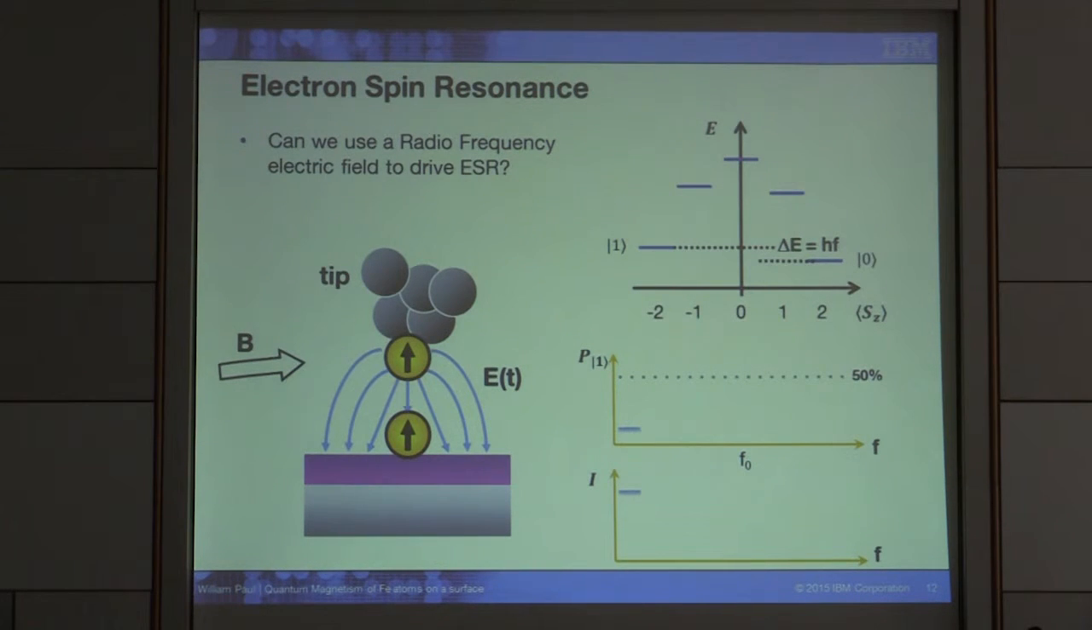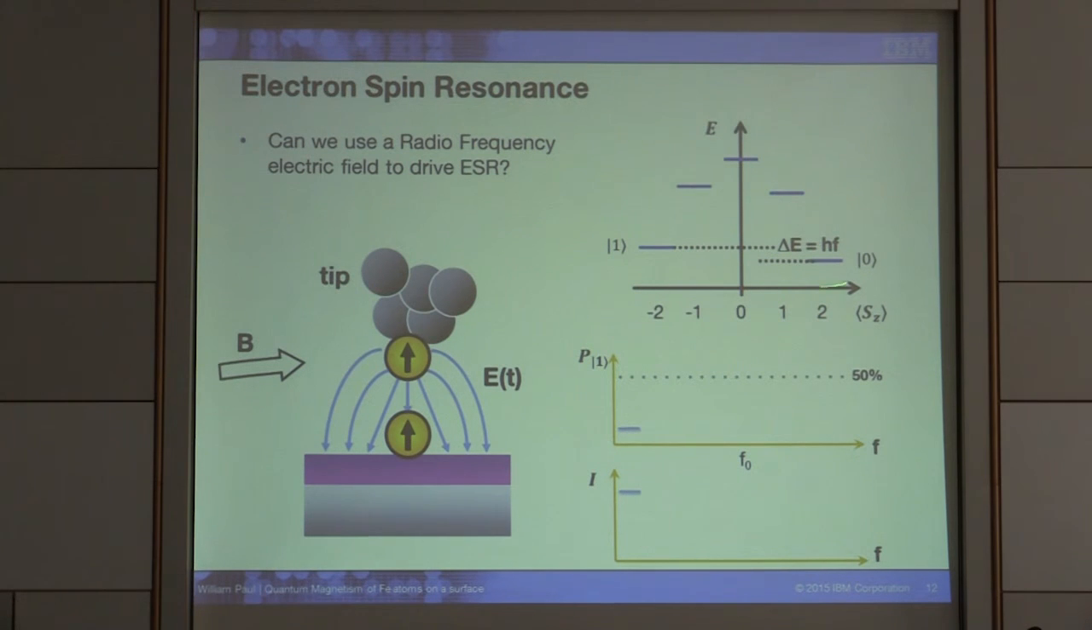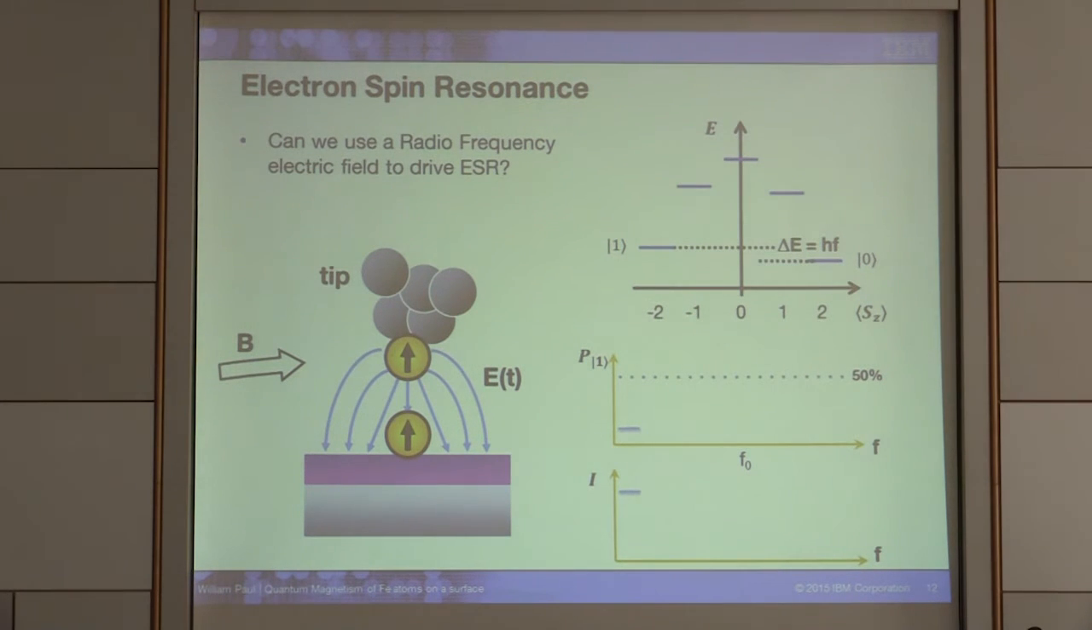All right, can we do ESR on a single atom in an STM? And in particular, can we use radio frequency electric fields to drive it? The idea would be, if we have the Zeeman-split ground state with some delta E between them, can we tune the frequency of the electric field to match that splitting? We're typically dealing with 100 microvolts at 24 gigahertz, roughly.